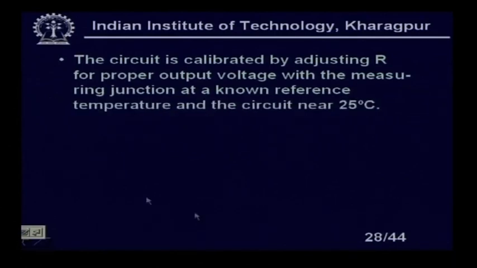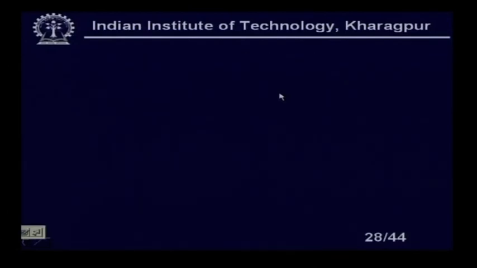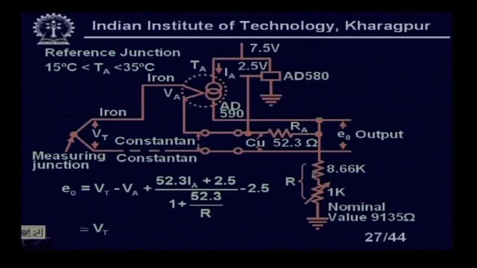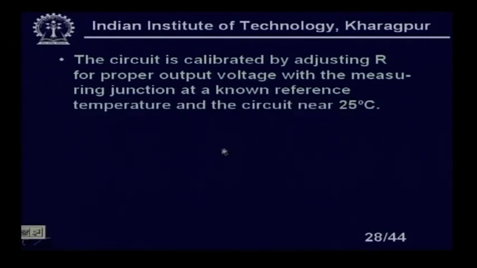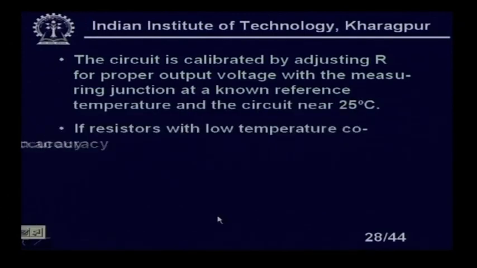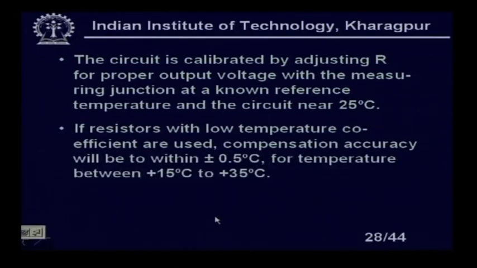The circuit is calibrated by adjusting R for proper output voltage with the measuring junction at a known temperature, because you see that we have a resistance R, you can see here. So, this is our resistance R. For a known reference temperature, the circuit must be calibrated by adjusting this R value. Once it is calibrated, we can go ahead. With the circuit near 25 degree centigrade, if resistors with low temperature coefficient are used, the compensation accuracy will be within 0.5 degree centigrade for temperatures between plus 15 and 35 degree centigrade.